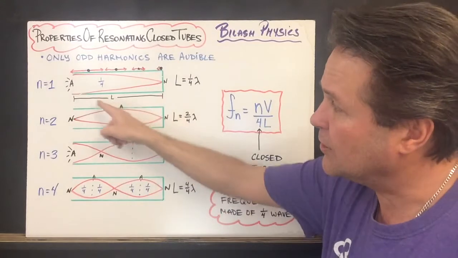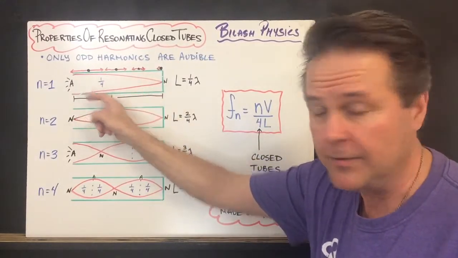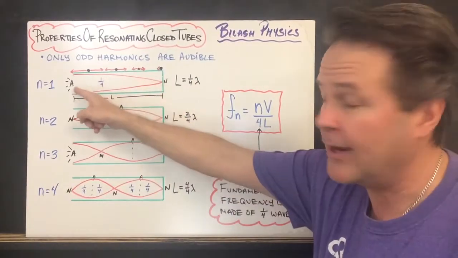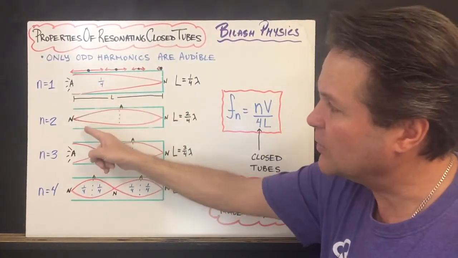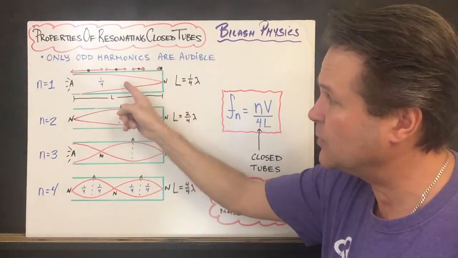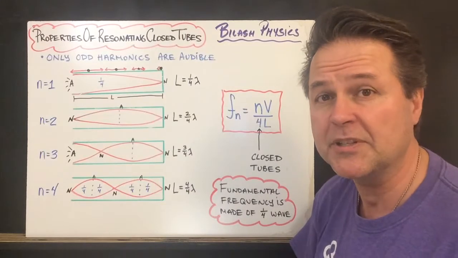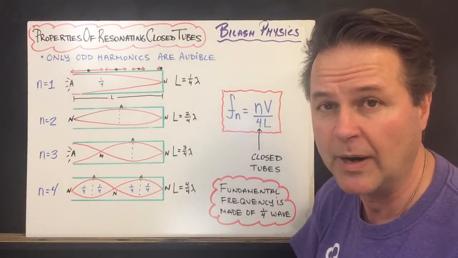So as a result, the fundamental consists of 1/4 of a wave. We have one node and one antinode. Now when we go to the second harmonic, we double the first harmonic, so that means we have 2/4 that make up the wave pattern for the second harmonic in closed tube resonance.